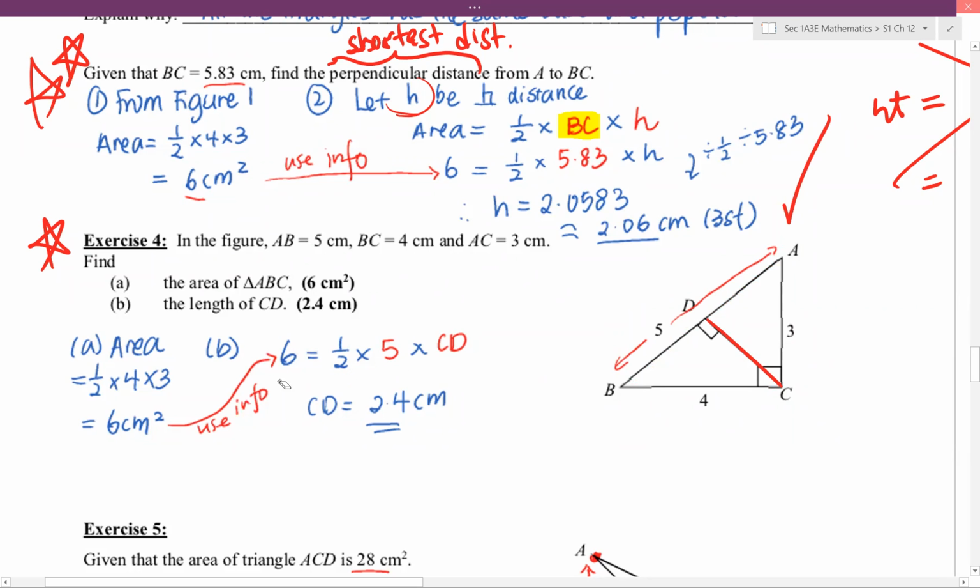So you need to continue with your algebra. Let's get rid of the half, we multiply by 2. So now it's 6 times 2, which is 12. After that, you still need to divide by 5 to get rid of the 5. So we end up with 12 divided by 5, which is 2.4.